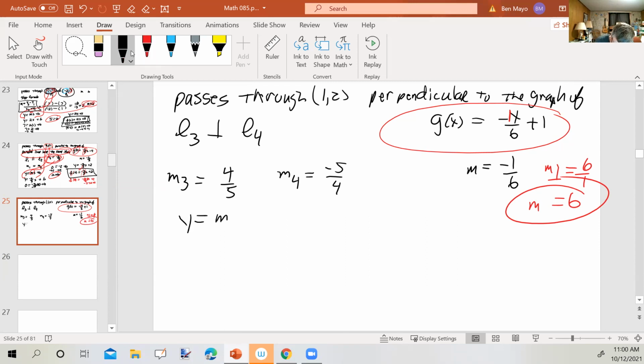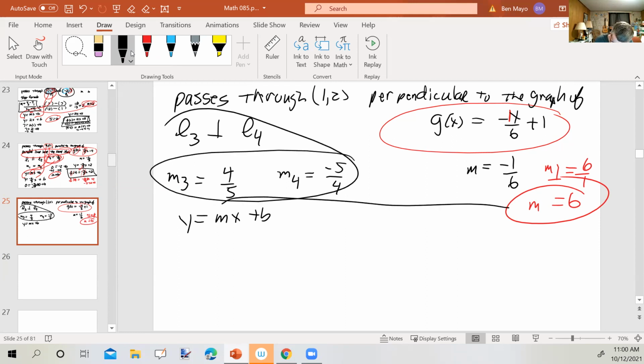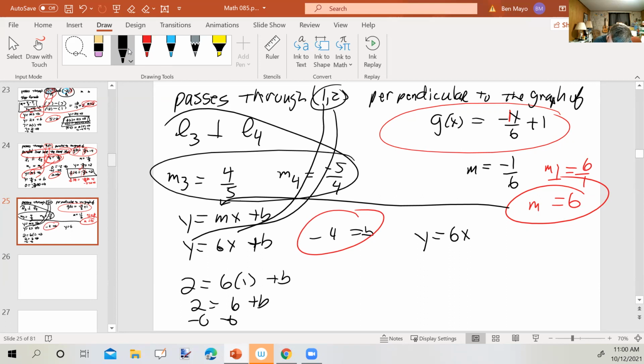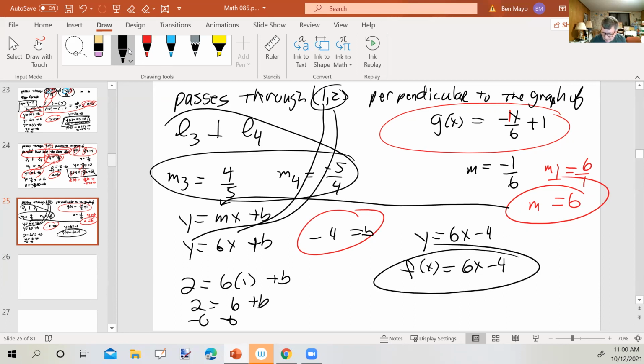Okay, so y equals mx plus b. This was just an example. So 6 is going to go in there. It goes through this point, so we're going to put 1 in for x and 2 in for y. 2 equals 6 plus b, subtract 6, minus 4 equals b. So y equals 6x minus 4, f of x equals 6x minus 4. The slopes are negative reciprocals because the two lines are perpendicular.